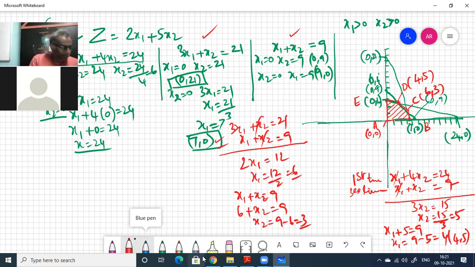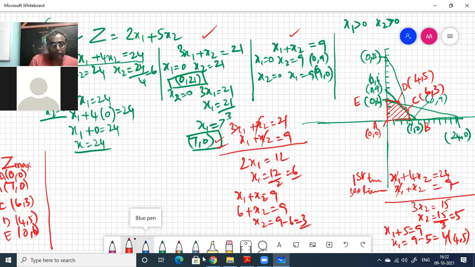Now what you have to do is maximize Z. So you have to find out Z max. How many points are there? 0, 0 is point A. 7, 0 is point B. C is 6, 3. D is 4, 5. And E is 0, 6. For all these points, you have to find the value of Z.